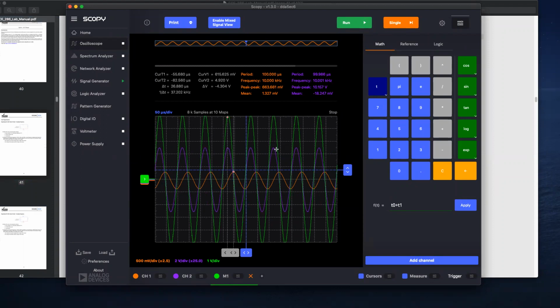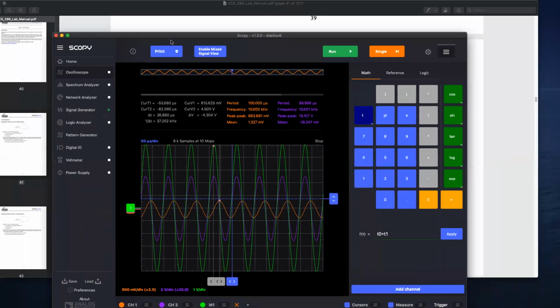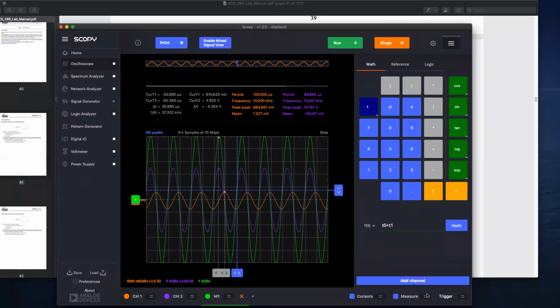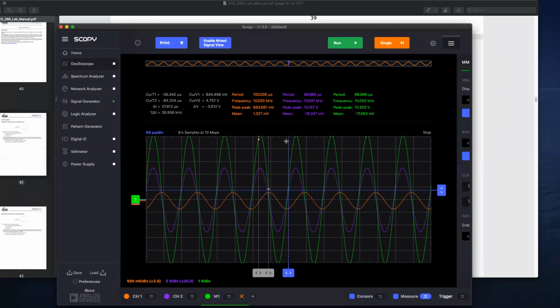Okay, now let's actually record the phase difference between the power supply and, I believe it said, resistor. Got to double check. Resistor. So resistor is channel 2, so my purple waveform. So let me just get rid of this setting.